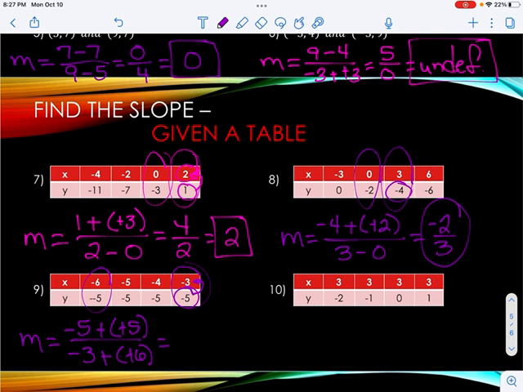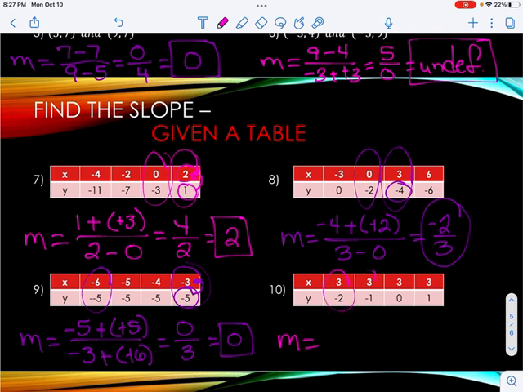Negative 5 plus 5, that's 0. Negative 3 plus 6, that's going to turn into a 3, which is going to give me a slope of 0. And then the last one that we do here, I'm going to pick 2 again.